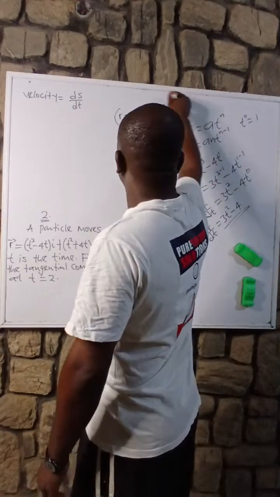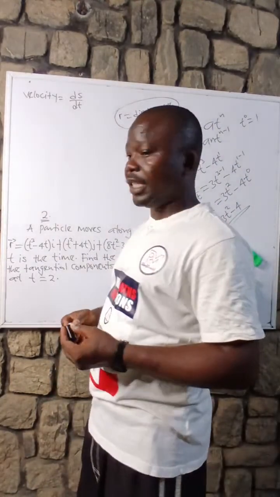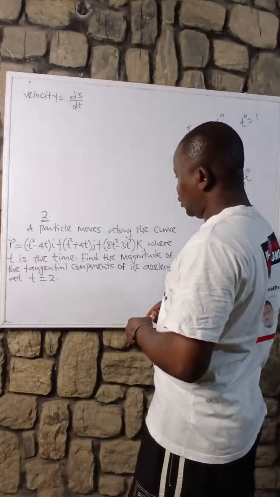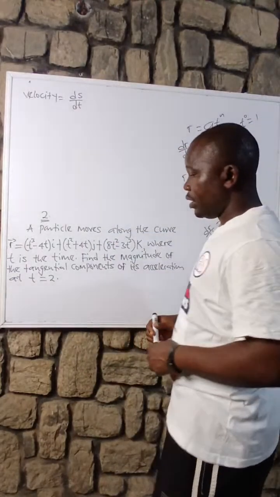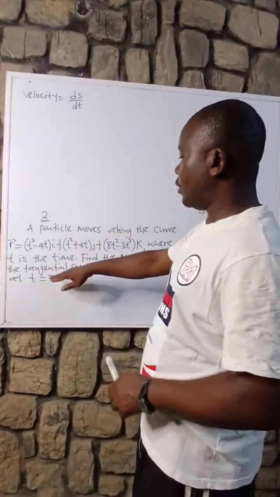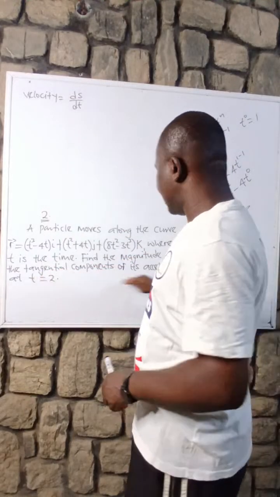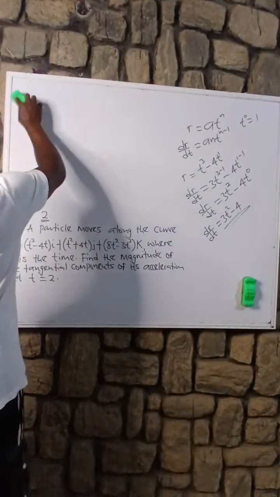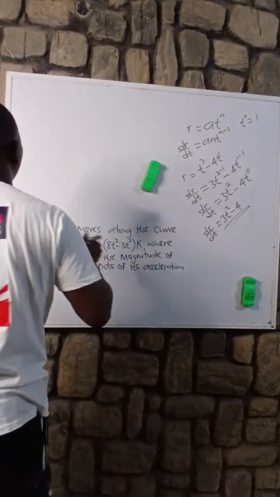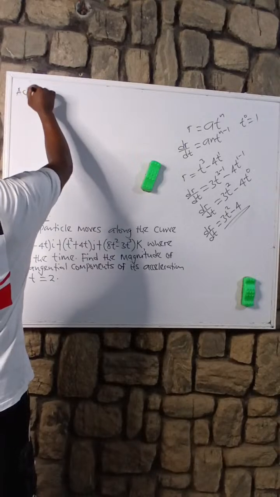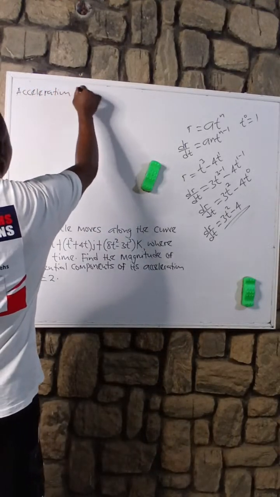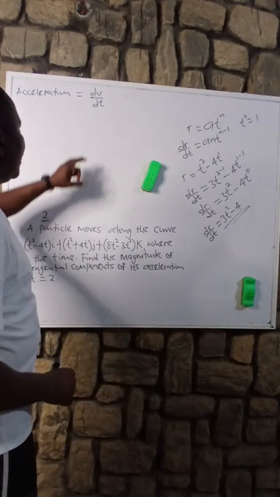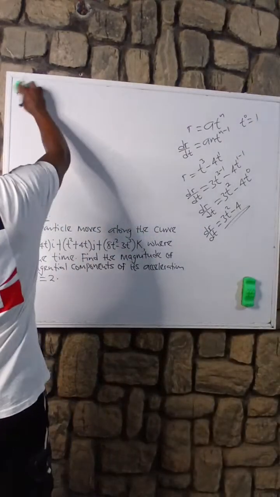So what we need to do here is simple as ABC. We are going to differentiate this function. How can we differentiate this function to obtain our acceleration? It's simple as ABC. Acceleration is the rate of change of velocity with respect to time. True or false? So it implies that acceleration is equal to dv over dt. So let us move further to consider this.